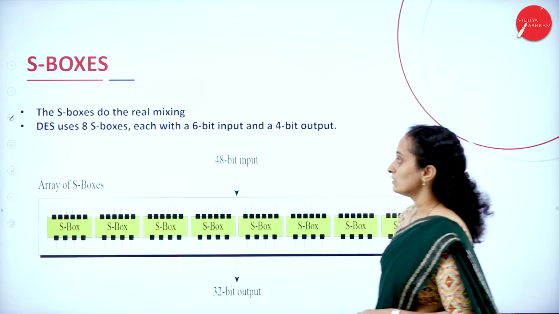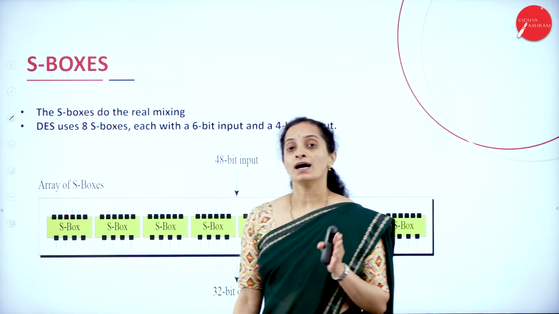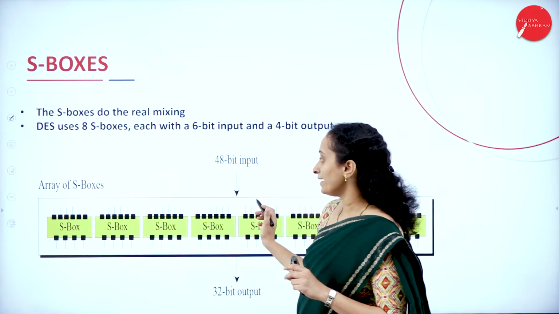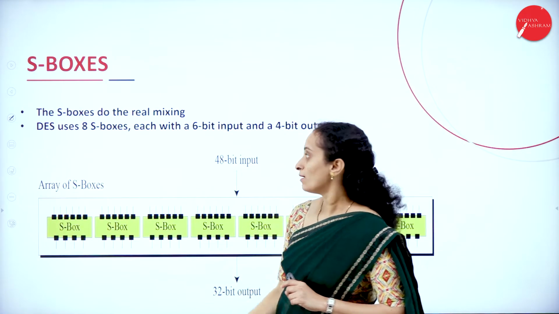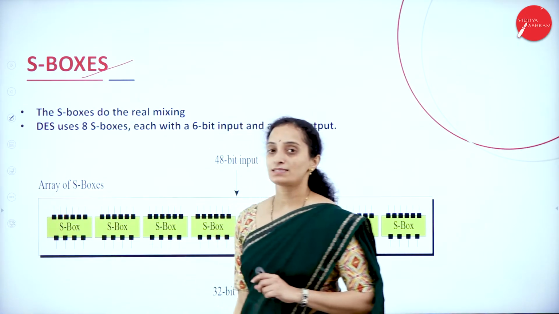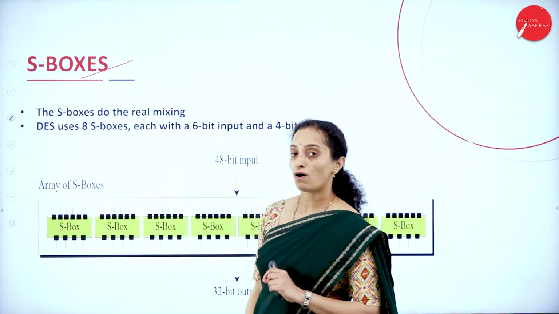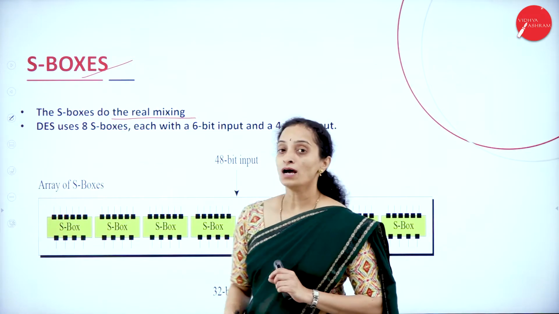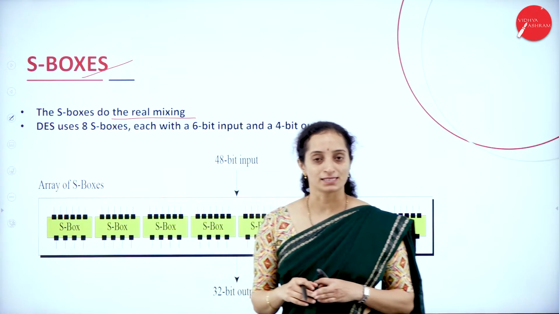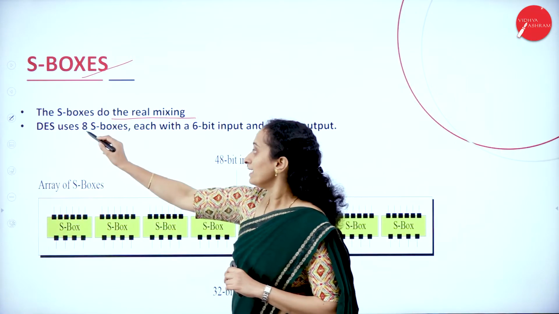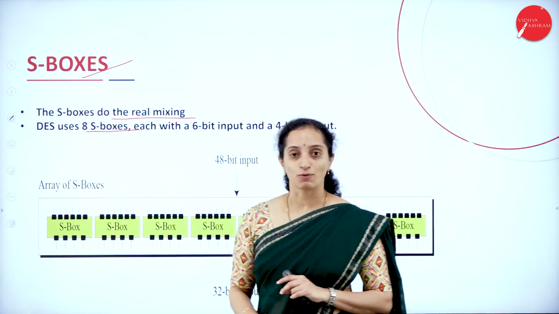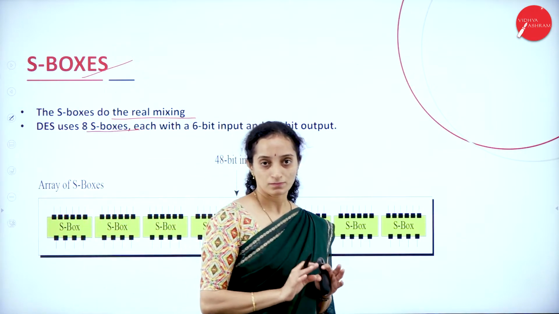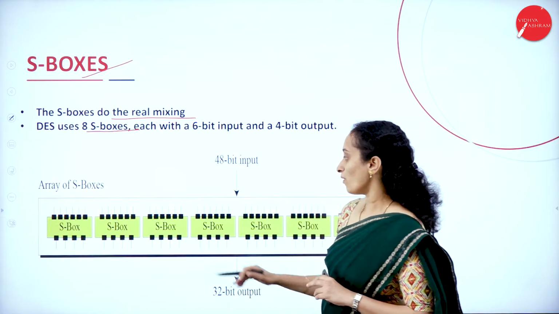Alright. So, once the XOR operation is done, the 48 bits are applied to the substitution boxes. Okay. Next comes the substitution boxes or S box. Alright. The S box does the mixing of the bits. Okay. Now, DES uses 8 S boxes. Since we have 48 bits, we use 8 S boxes.